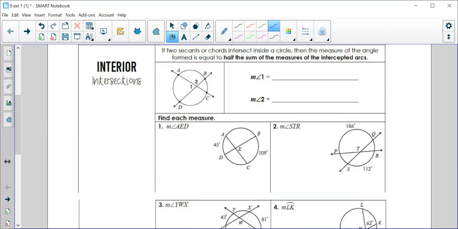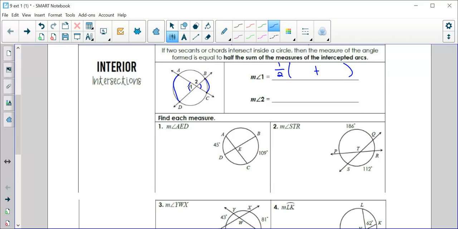All right, so if two secants or chords intersect inside a circle, then the measure of the angle formed is equal to half the sum of the intercepted arcs. So if I want to find angle 1 here, we're going to take half of the arcs that go with angle 1. So the arcs that go with angle 1 would be these outside two arcs. So we're averaging those two arcs to equal those two vertical angles there.